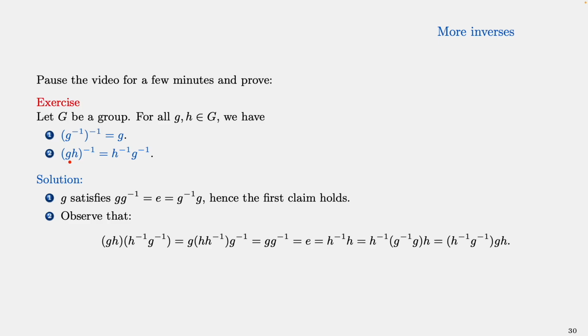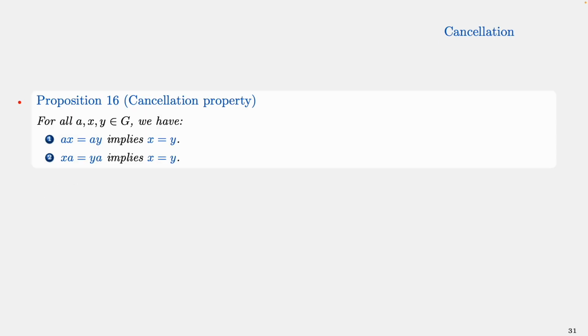Another important property when we want to perform computations in groups is the cancellation property. This states that for all elements A, X and Y in a group G, we have that AX equal to AY implies that X is equal to Y. So we can cancel the group element A. And this is the same just from the other side. So X times A equal to Y times A also implies X equal to Y.